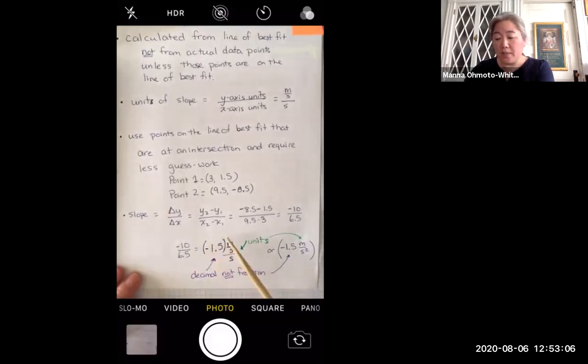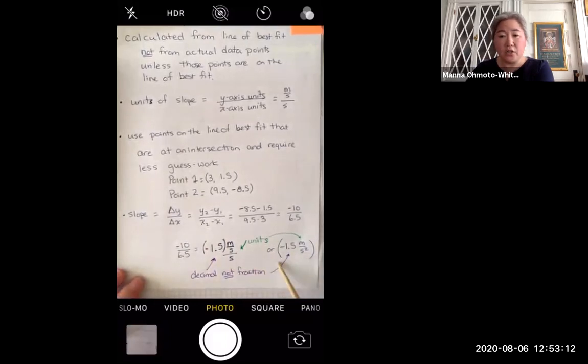I, just to make things easier for my own brain, will always put negative numbers in parentheses in my answer, just so that it's easy for me to double check and make sure that I have a negative value.